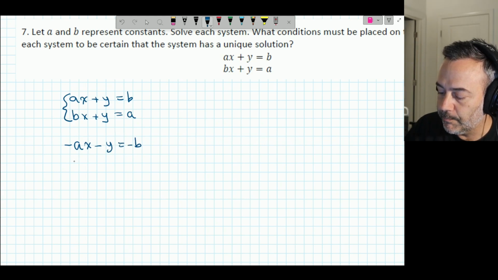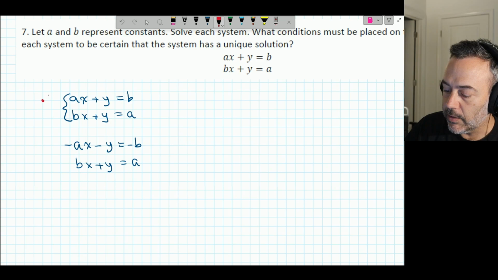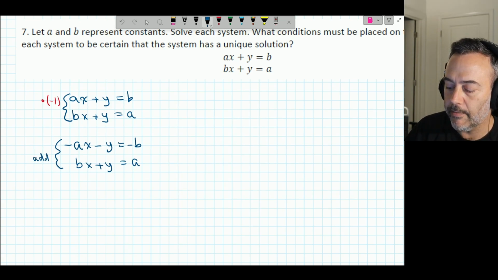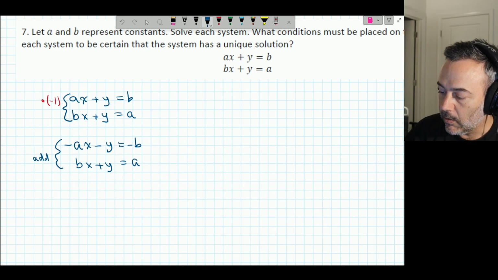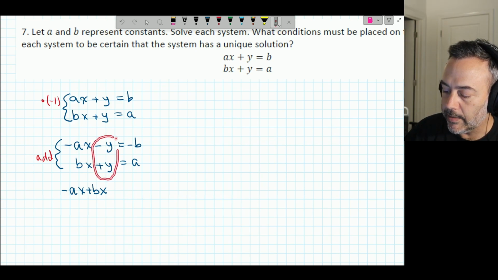It's a good habit. X plus y equals a. So I multiplied the first equation by -1 to swap all the signs. And now I'm going to add the two equations. Okay. And put that in red. If I add the two equations together, I get -ax plus bx. The sum of -y and y is 0. And I'll add these together.